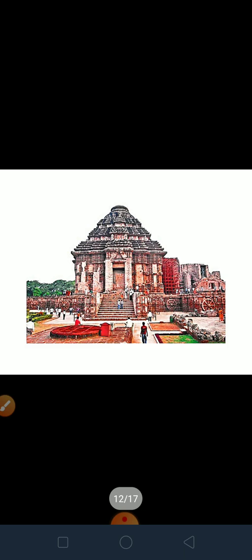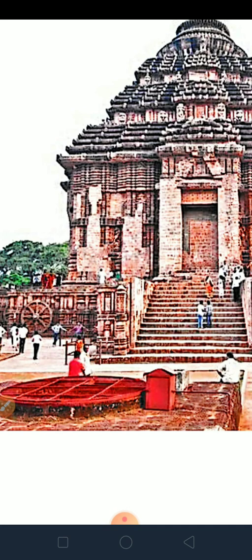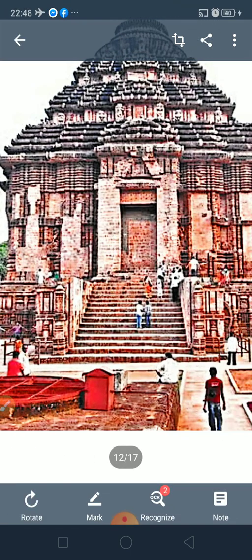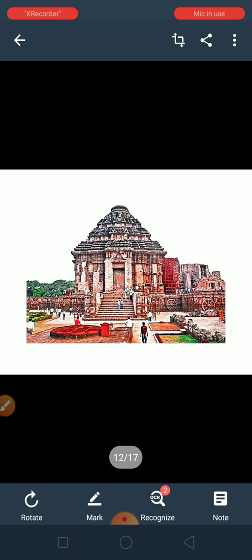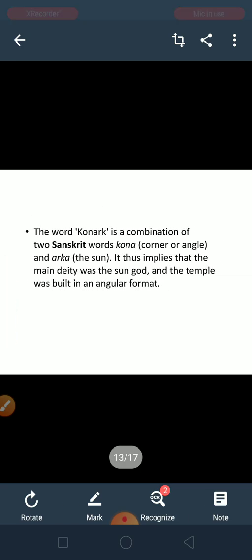This is the Sun Temple. Here you can see the wheels, the bigger structure. The word Konark is a combination of two Sanskrit words. One is Kona, you understand? Kona of your house, a corner or an angle, and Ark. Ark means Surya Dev, another name for Surya. That means it's all dedicated to the Sun God and it's built in an angular format.